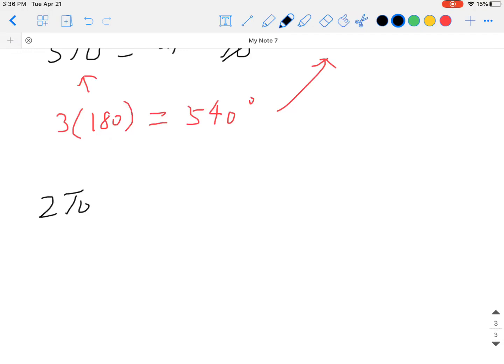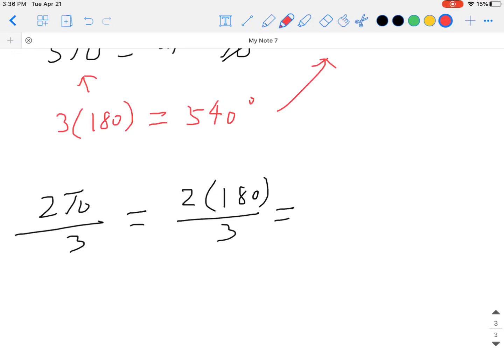What happens if we have 2 pi over 3? 2 pi over 3, if we substitute in, pi is 180. And then now we start cancelling. Before we cancel, if you see something to simplify, simplify. Divide by 3, 1. Divide by 3, 60. 2 times 60 is 120 degree.